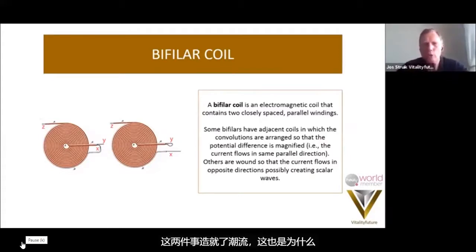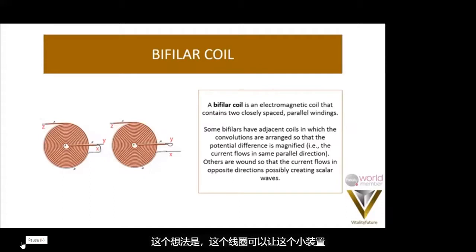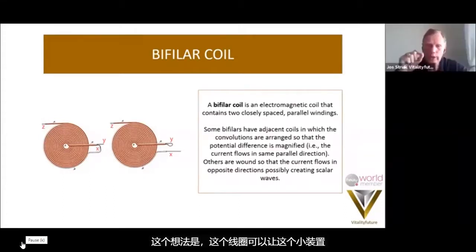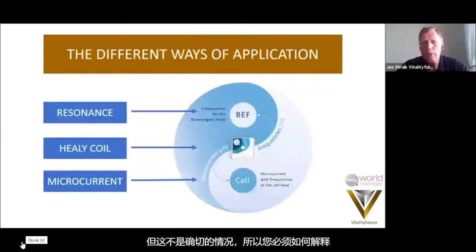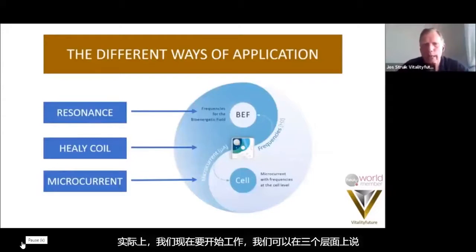And that is also why the idea was that this coil, this little device that can create a current in the air, so not using a wire, but in the air, could replace the wires. But that's not the exact situation. So how you have to interpret it is that we are now going to work, let's say, on three levels.